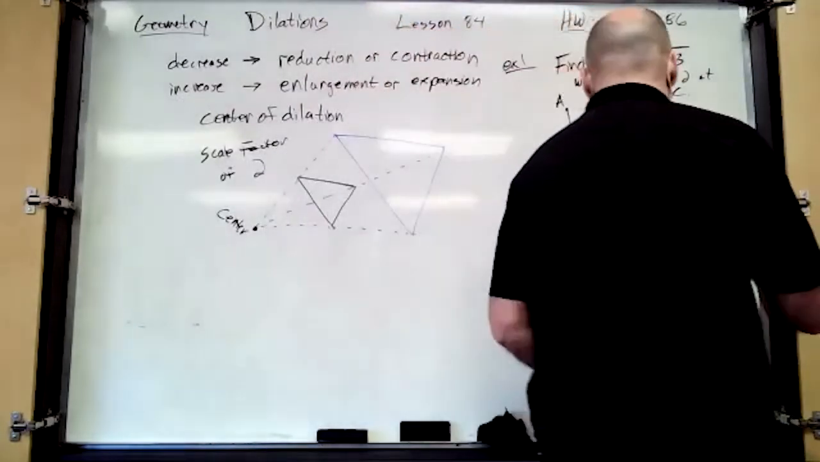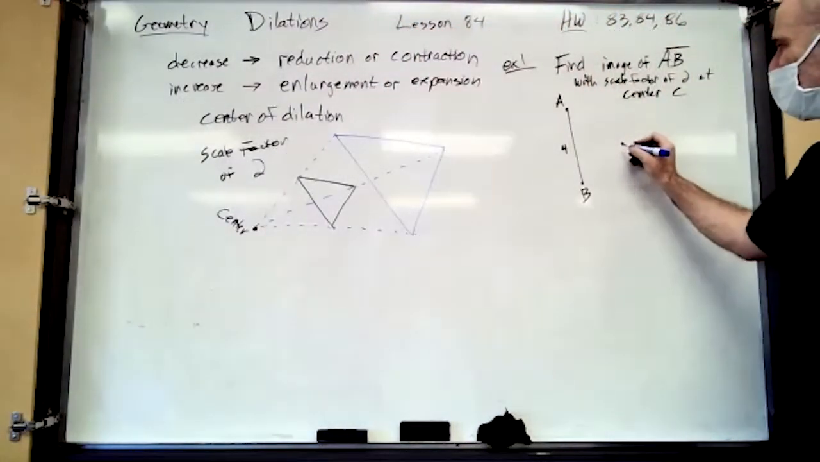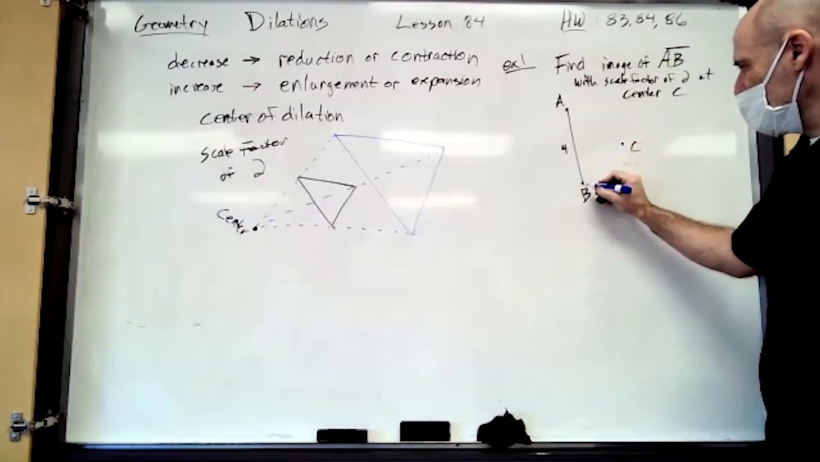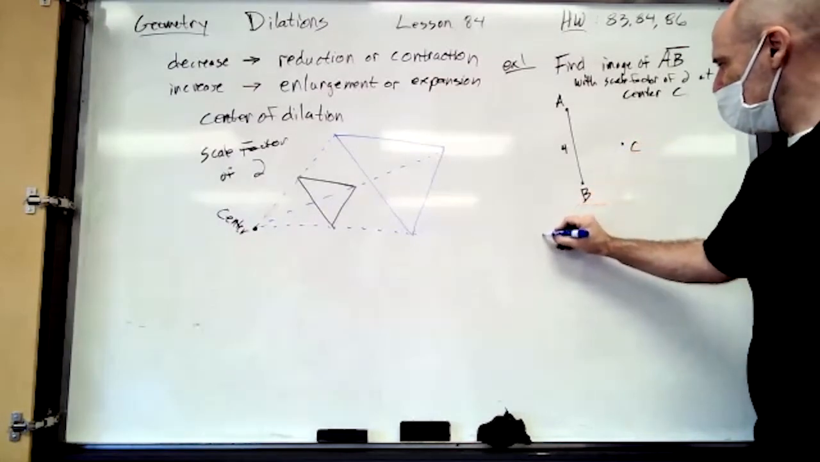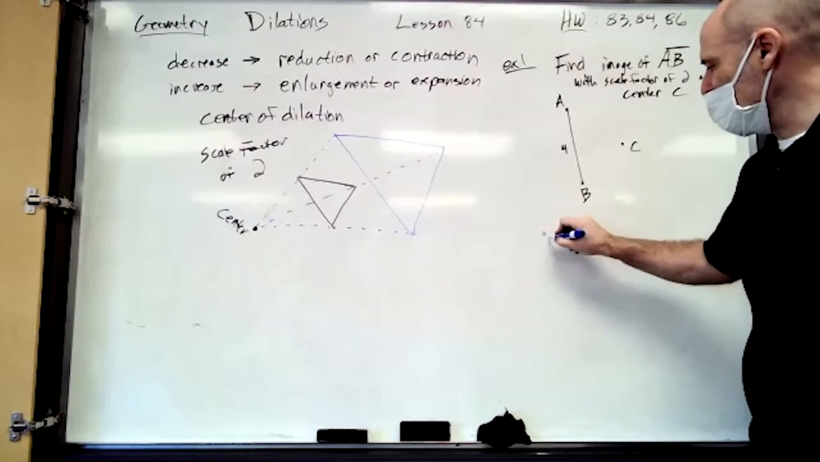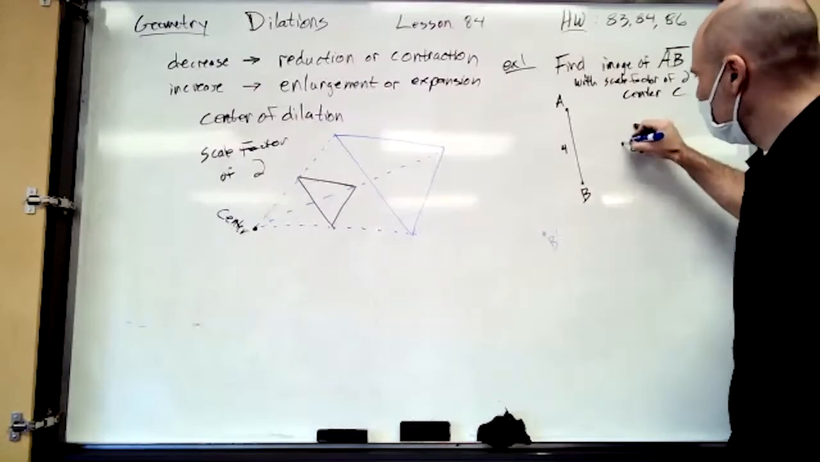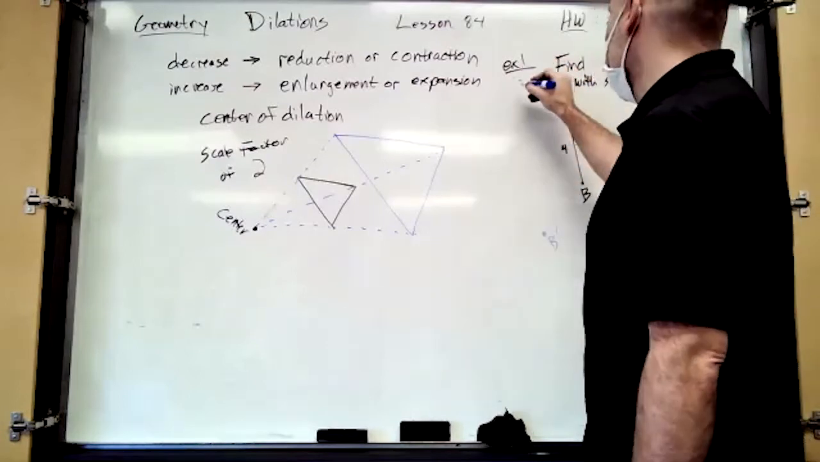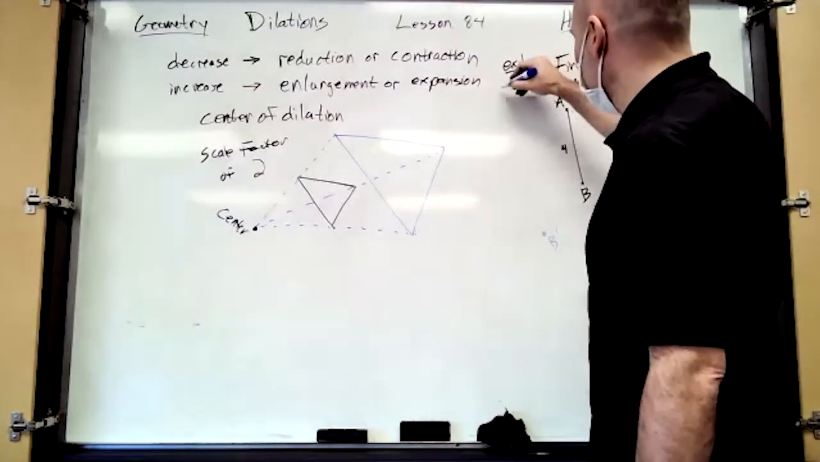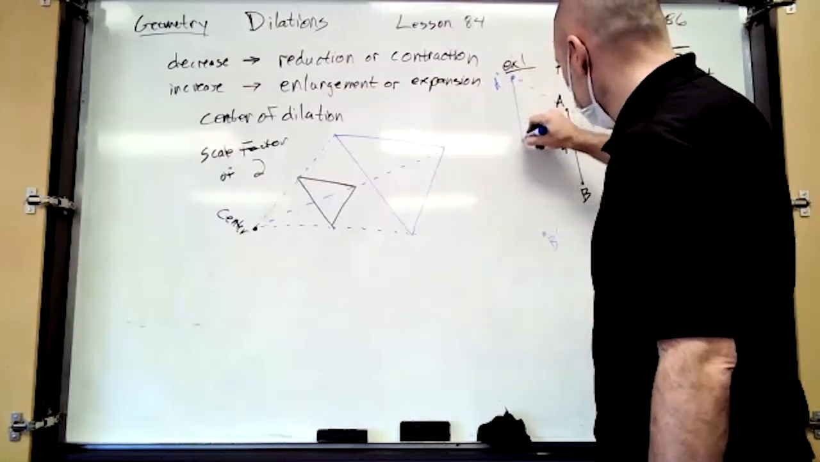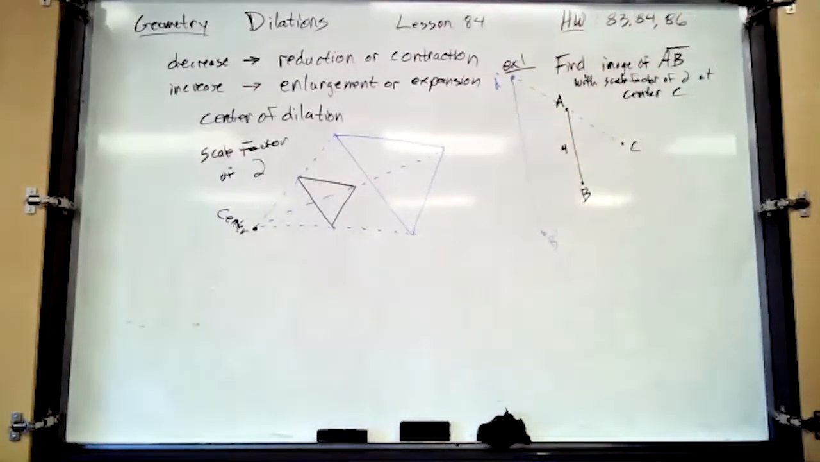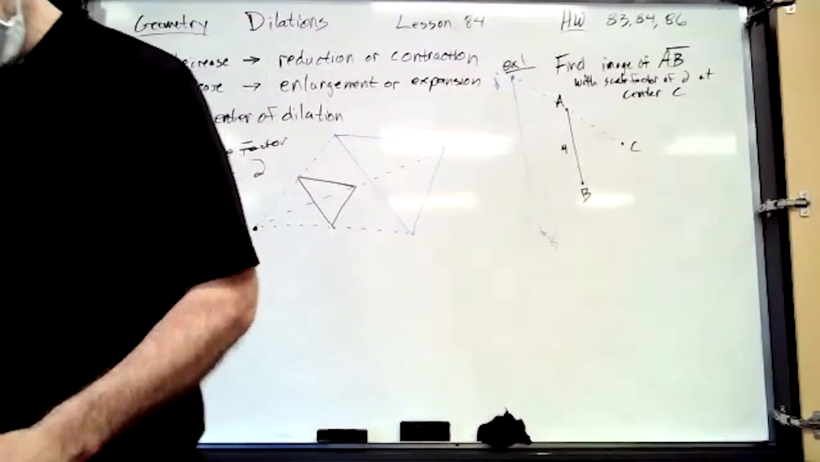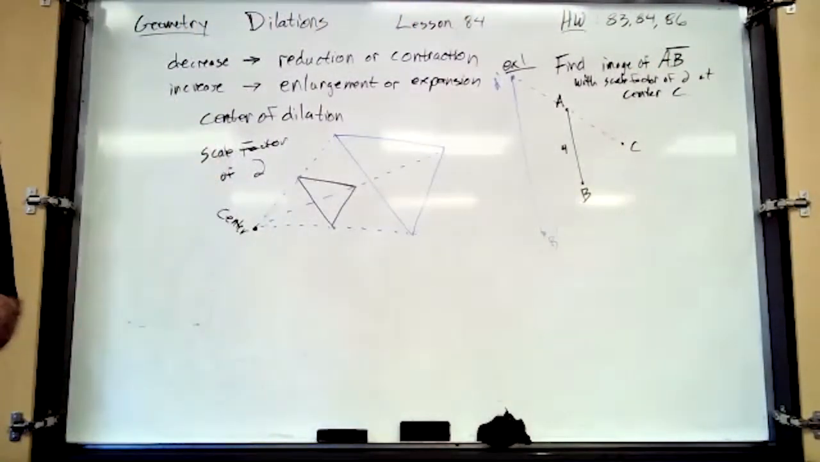Well, we are going to draw a line from C to each vertex and then double it. So here's where B prime would be. And then draw the same line, twice as long. Okay, and here's where A prime would be. Then here is our new A prime, B prime line segment. That's not terrible, is it?